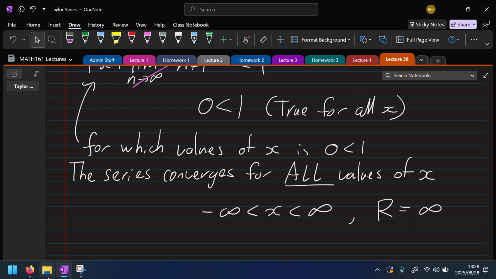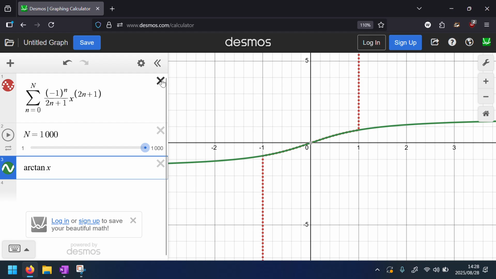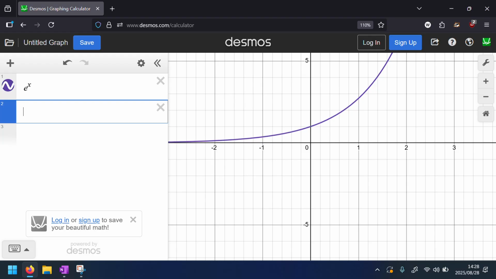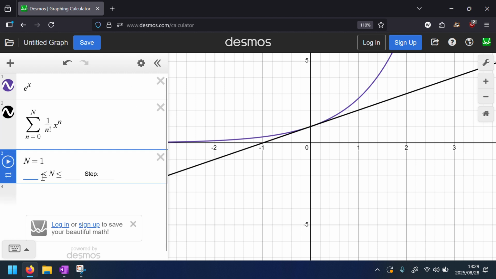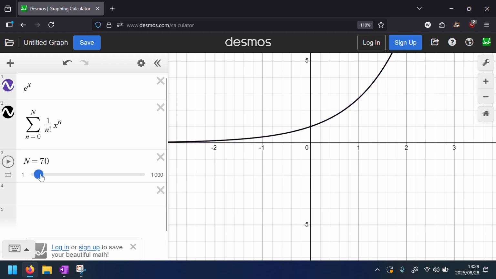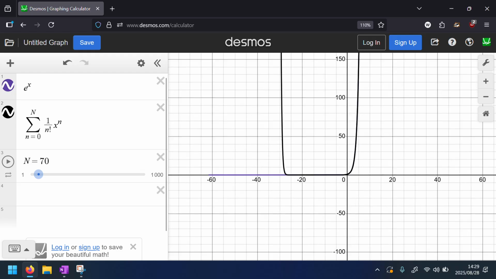Yeah. We can see this on Desmos like this other one. Okay, so let's put in e to the x. So we got that in purple there. Then we've got the sum, n goes from 0 to capital N, 1 over n factorial x to the n. Okay, let's say we start at 1. Let's go to 1,000. Okay, so here N is 1. So it's just a straight line. Let's increase, see what happens. Okay, we have to zoom out there.